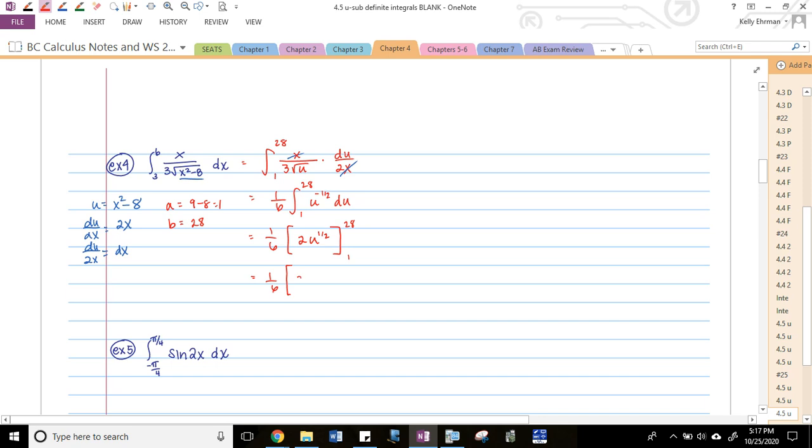So this is 2 radical 28 minus 2. Radical 28 is really 2 radical 7. So 4 radical 7 divided by 6 is 2 radical 7 divided by 3. And then minus 2 over 6 is 1/3. Or you could make it 2 radical 7 minus 1 all over 3. Same thing.